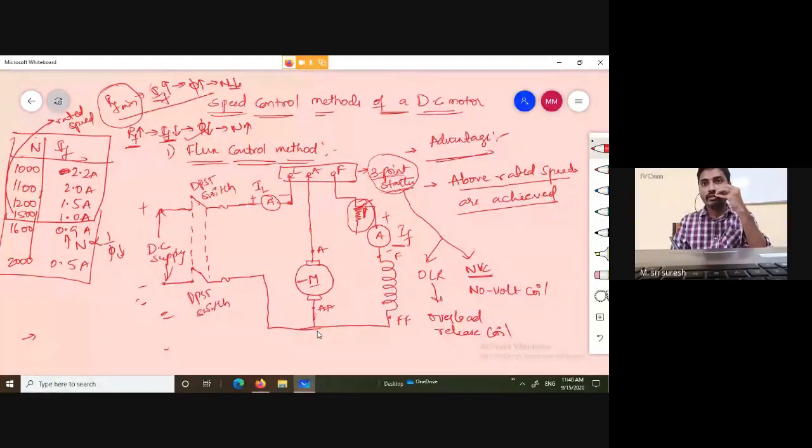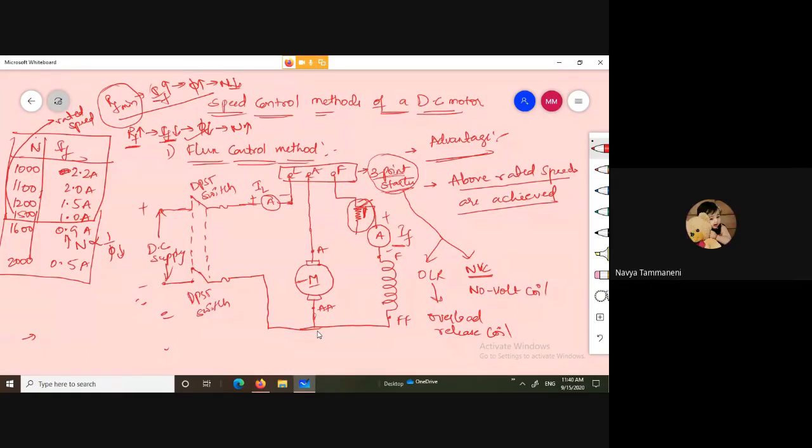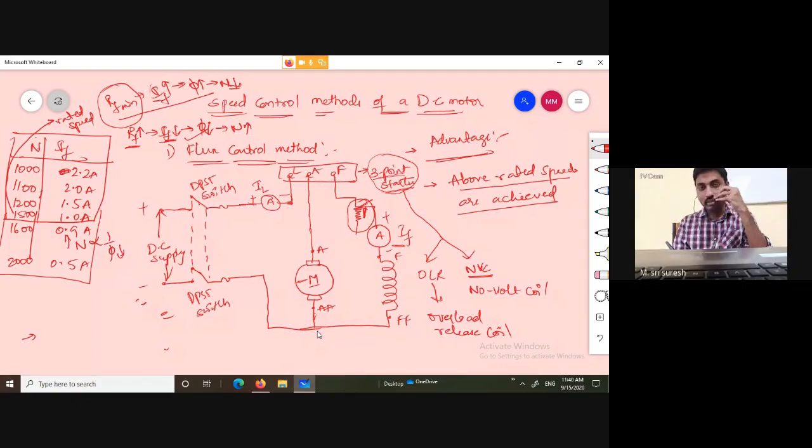Okay, so what is the purpose of a 3-point starter? Yes, sir, to limit the starting current and to start the DC motor in a safe manner, sir. Yes. The 3-point starter's purpose is to limit the starting current and to start the DC motor in a safe manner. That is the purpose of a 3-point starter.